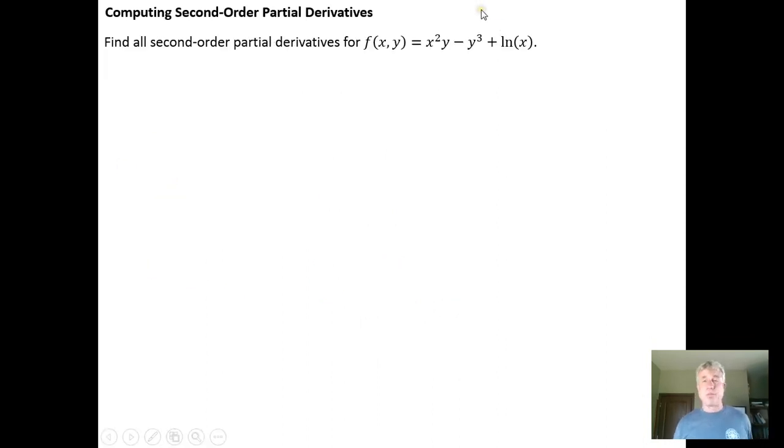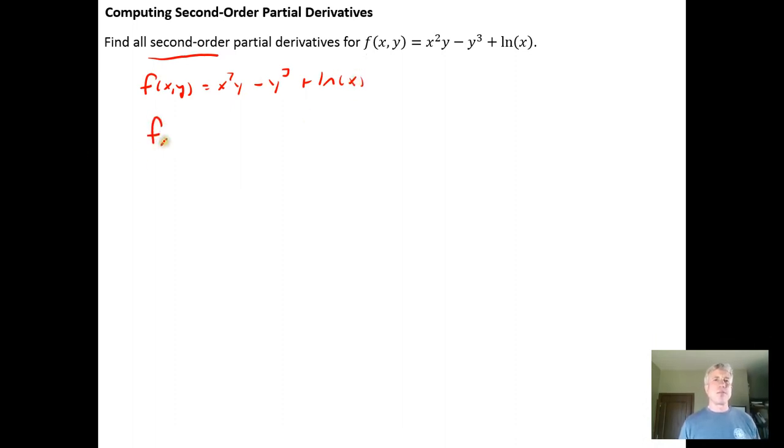So best way to do these is just to do a concrete example. So this is find all second order partial derivatives for our function f equals x squared y minus y cubed plus the natural log of x. So I'll take my function f of xy equals x squared y minus y cubed plus the natural log of x, and first take the first partial derivatives. So take the partial derivative with respect to x. So the partial derivative with respect to x, we hold y as a constant coefficient on the x squared term.